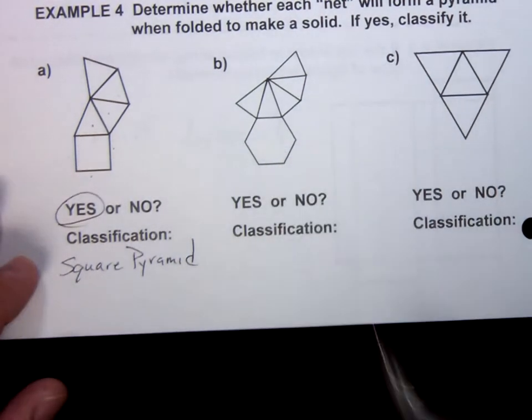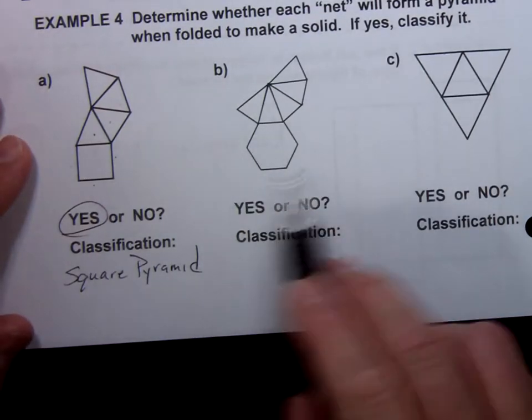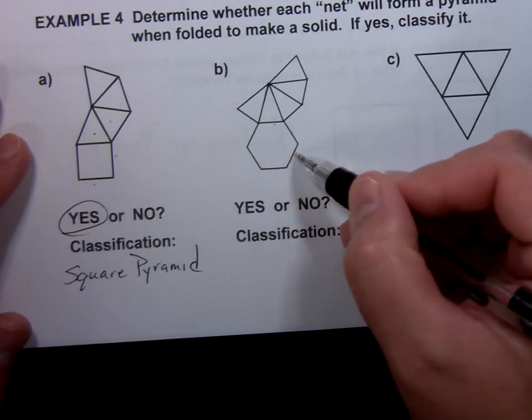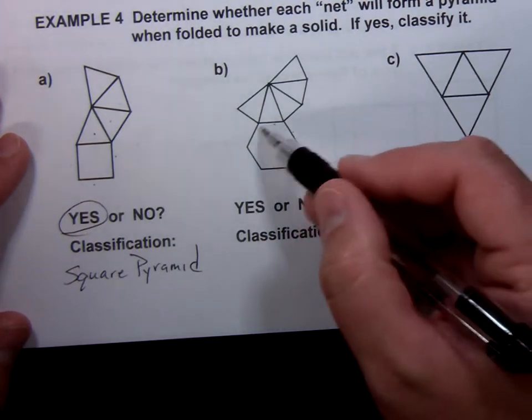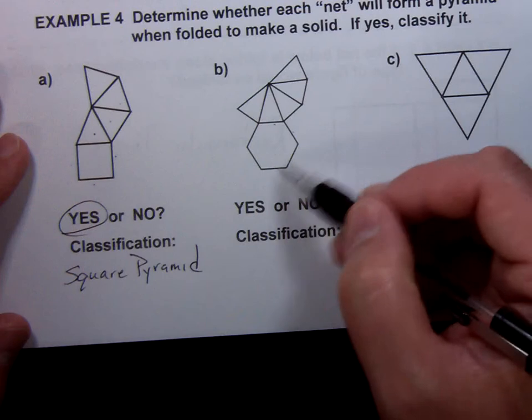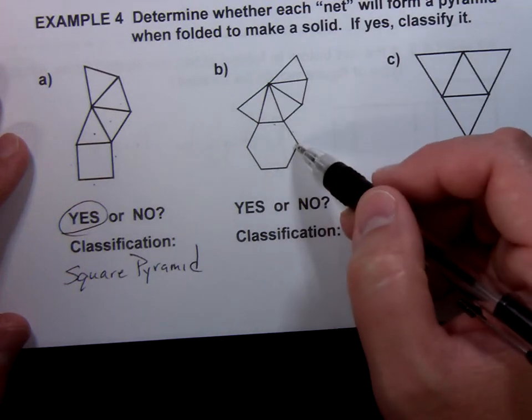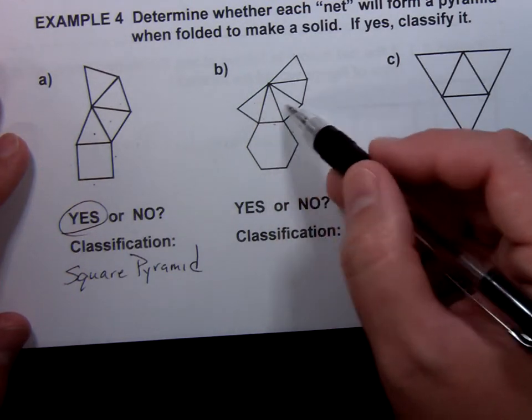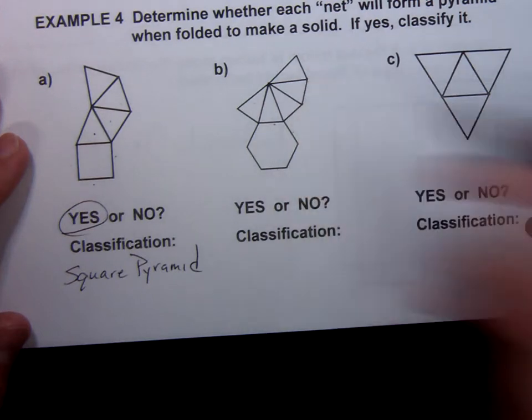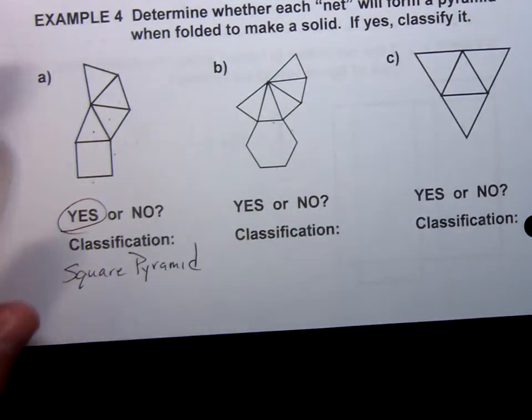Alright, will this one work? The base is a hexagon. It has 6 sides. 1, 2, 3, 4, 5, 6. So I would need 6 triangles, one for each side of that base. 1, 2, 3, 4, 5. There's only 5 triangles. There's not enough triangles to get all the way around.